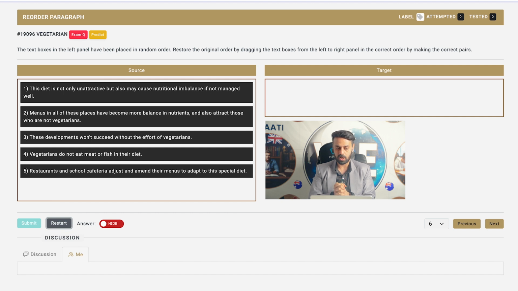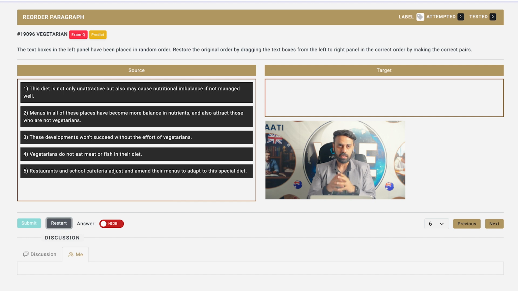In the second sentence, however, what they have mentioned is that menus in all of these places have become more balanced in nutrients. That means they have become more balanced. Obviously it is talking about a present situation, right? That now it is more balanced. But previously, in the first sentence, we could see they are saying it may cause nutritional imbalance.